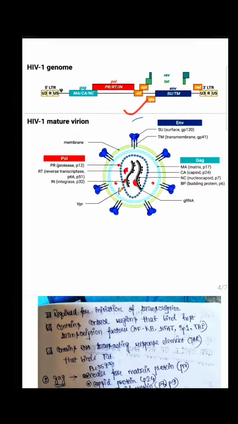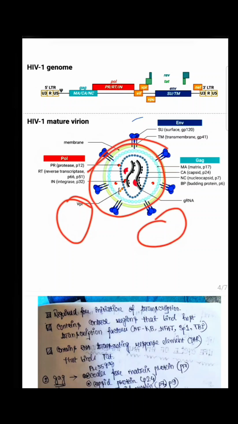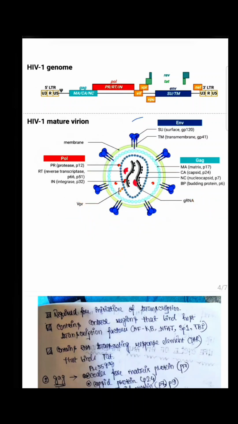Next we have the VPU gene. This VPU gene helps in the release of the viral particles. A lot of virus particles are made, and it helps in their release out of the cell to infect other cells. Next we have the most important gene here, that is the ENV, the envelope, which codes for the surface protein GP120 and the transmembrane protein GP41. GP120 is the main receptor that helps in binding of the RNA virus with the host cell, and GP41 is a fusion protein.